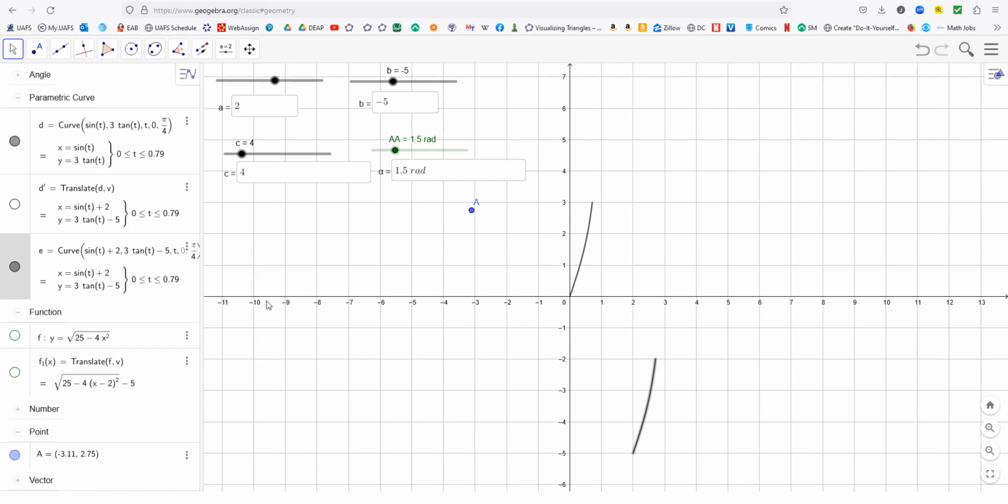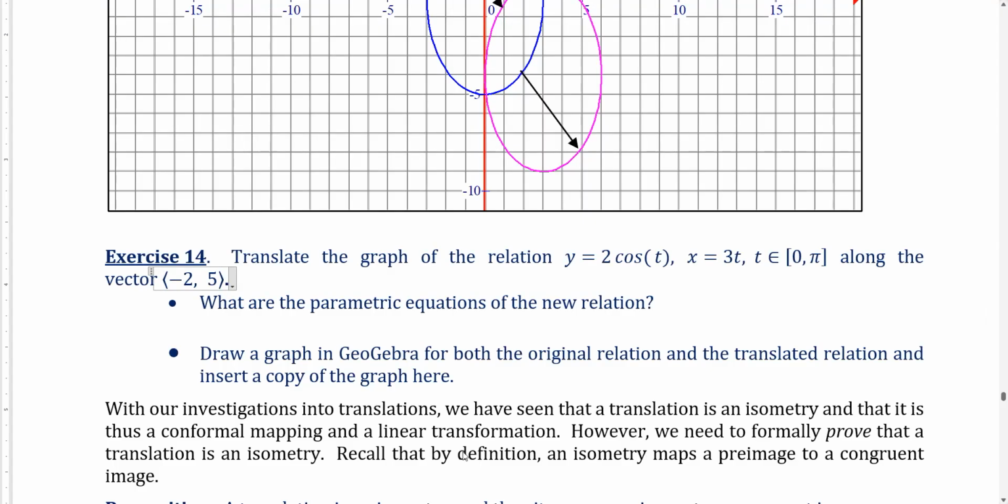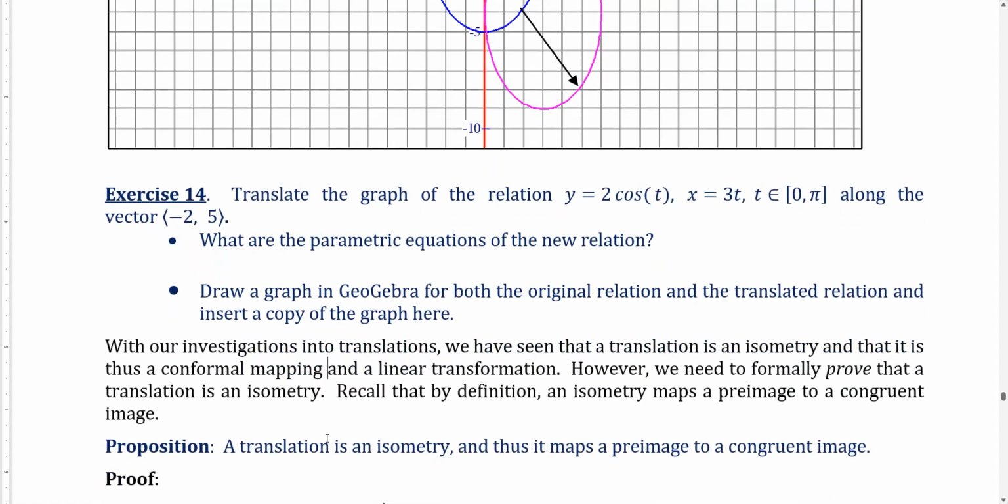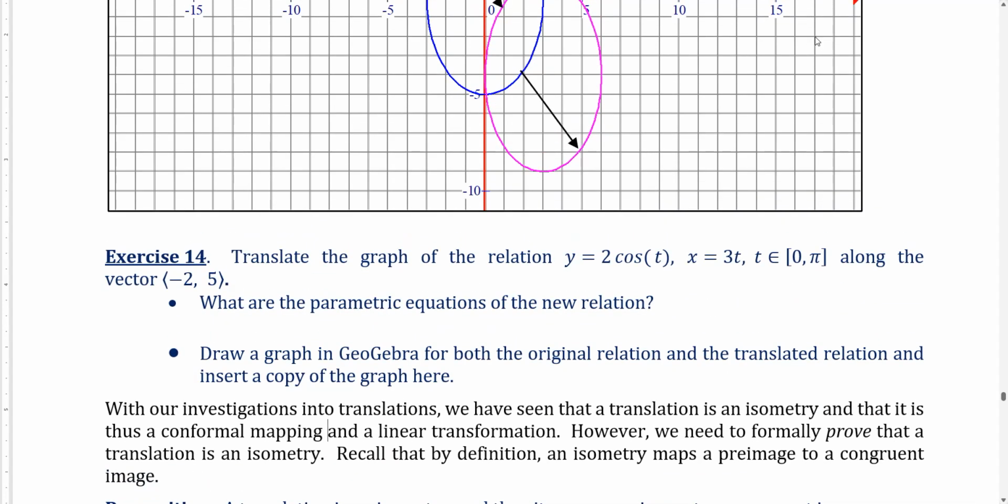Okay, so that shows you a little bit how you can do parametric graphing in GeoGebra. It shows you how you can transform it from the algebra part or just by using the transformation commands, and you get the same thing. All right, let's stop right there for this one.